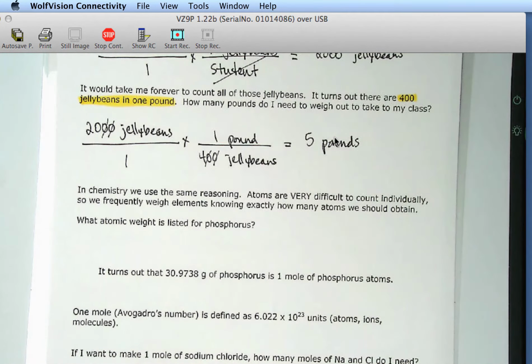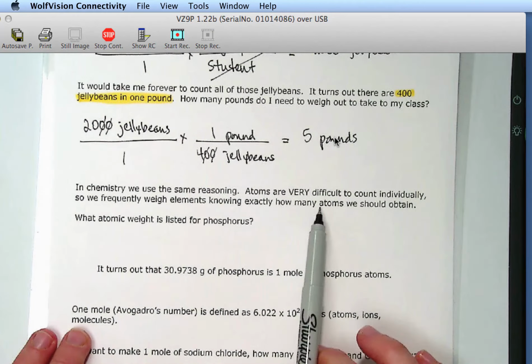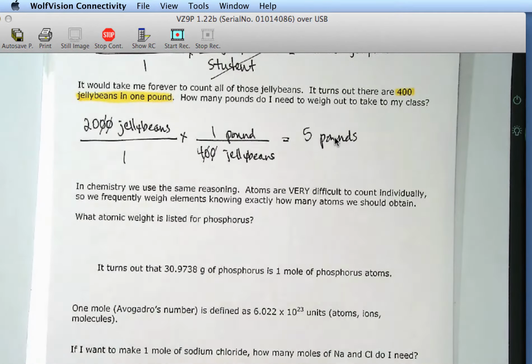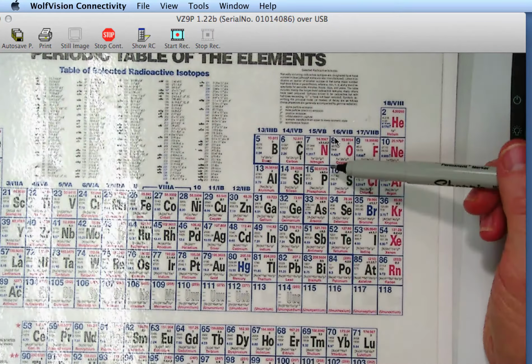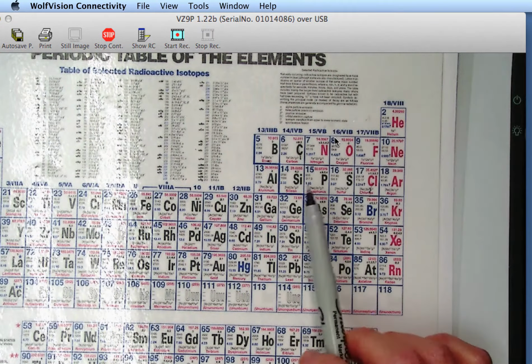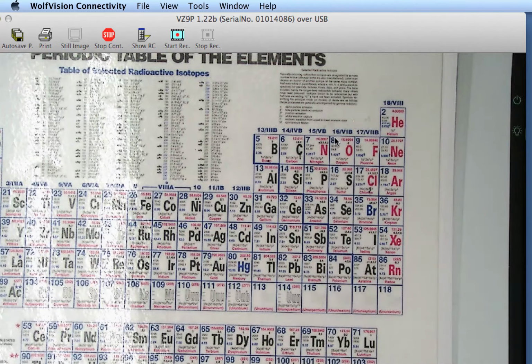It is very difficult to count atoms. Remember, atoms are very small and very tiny, and it would be really annoying to have to count them all out. So we frequently weigh elements knowing exactly how many atoms we should obtain. If you look at your periodic table, not the funky side, the periodic table that you're more accustomed to using, if you look at the atomic weight for phosphorus, this is the red number that I told you not to look at last unit.